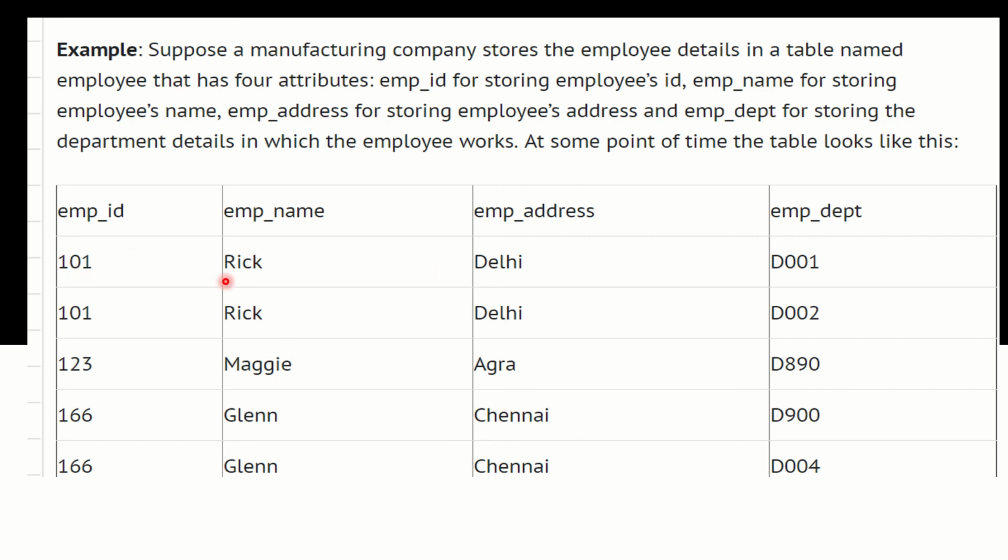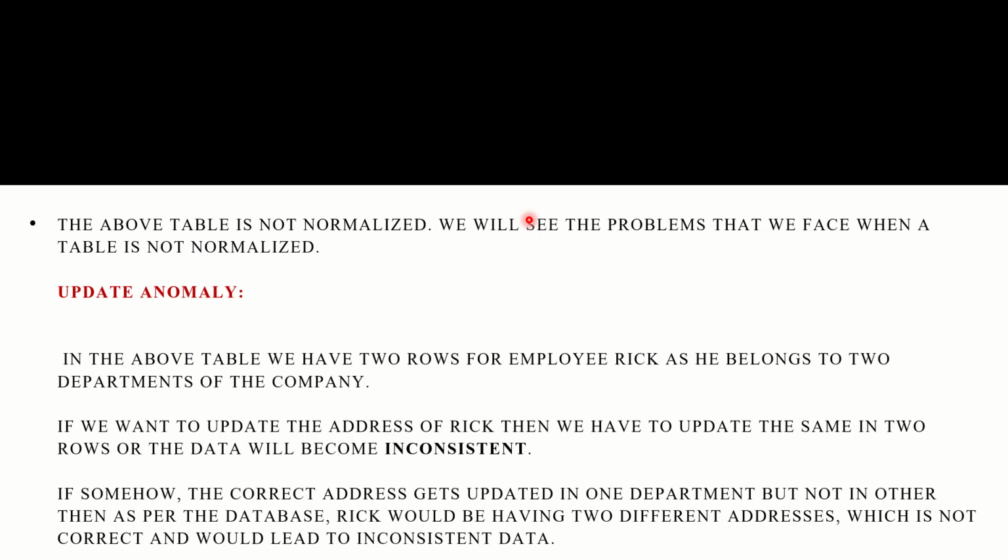So if we check the first and second rows, we can see that the person Rick is working in two different departments. Because of 101 Rick Delhi D001, that means Rick is working in department D001, and the same person is also working in D002. And here the same case arises for the last two rows also. That is, Glenn is working in two different departments. And the first type of anomaly that we are going to explain is the update anomaly.